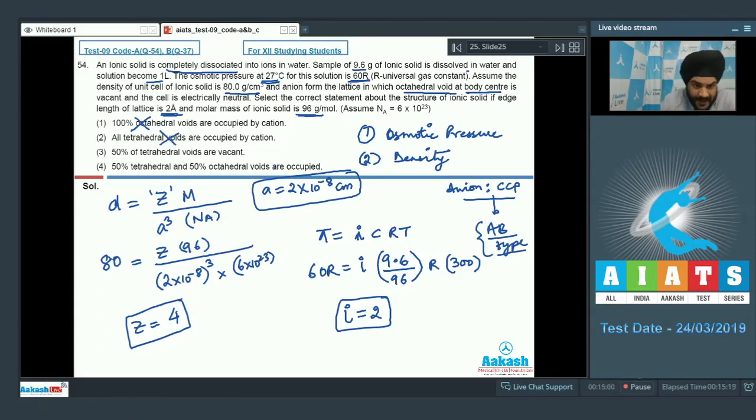If you look at the third option, 50% of tetrahedral void is vacant. This is correct, students. For every n number of atoms forming a CCP lattice, there are 2n tetrahedral voids. So for electrical neutrality, the cation will be occupying only 50% of those tetrahedral voids, while the other 50% will be vacant. If you look at the fourth option now, 50% tetrahedral and 50% octahedral voids are occupied. This is also incorrect, students. Electrical neutrality has to be maintained, which is maintained by the cation occupying only 50% of the tetrahedral voids itself. For this question, students, we have to select the third option as the correct answer. Let us look at the next question.